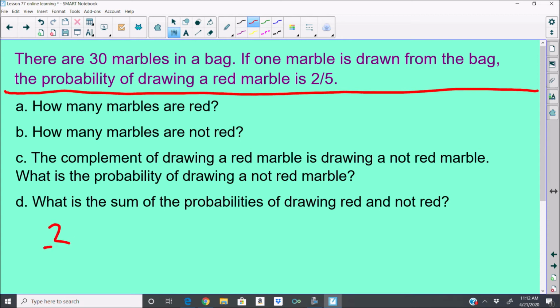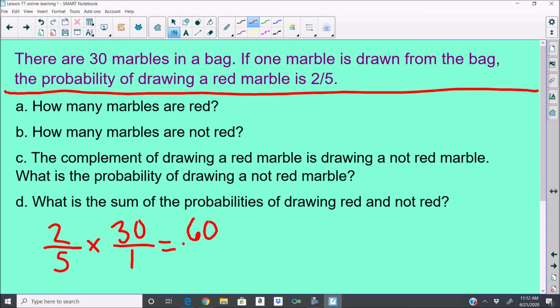So what is 2/5 of, what does of mean? Multiply, of 30. So 2/5 of the 30 marbles, I'm going to make that into a fraction so that it's easier for us to look at. I can do this a couple of different ways. I could cross cancel here, or I could just do the simple multiplication.